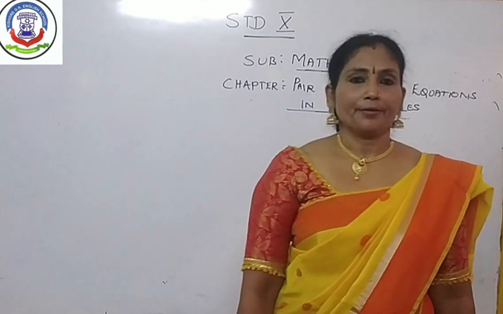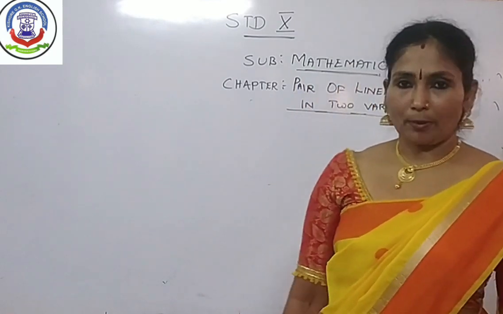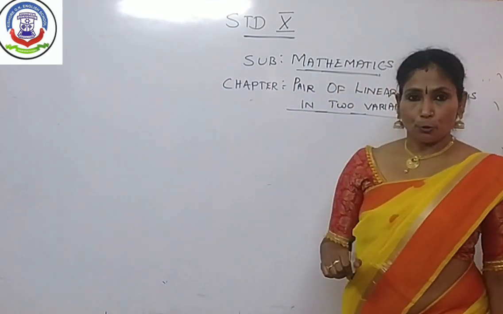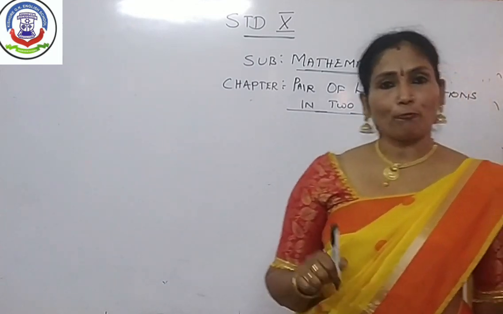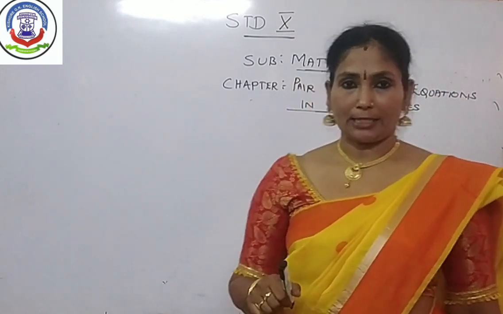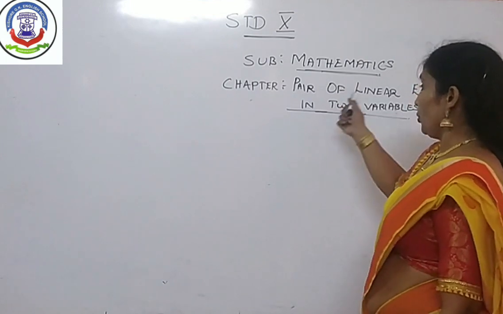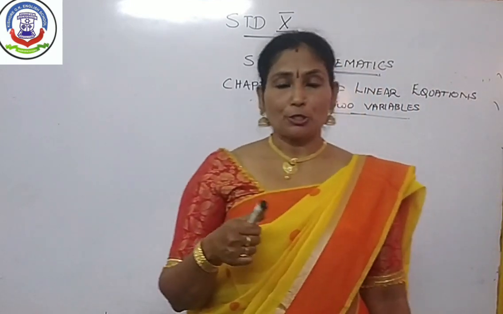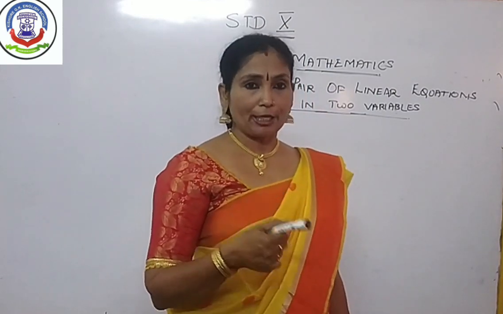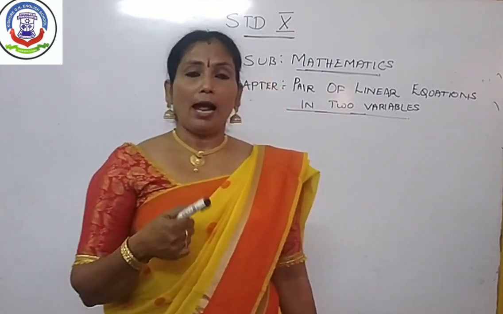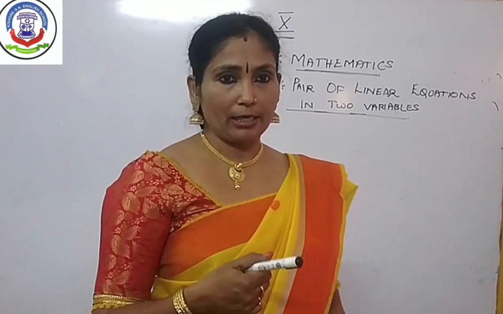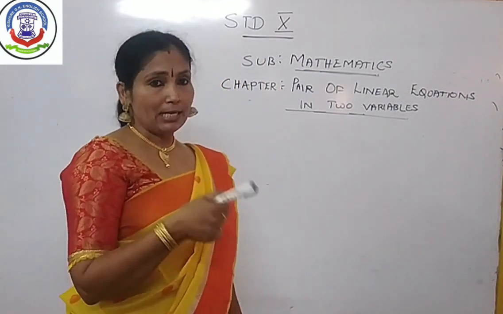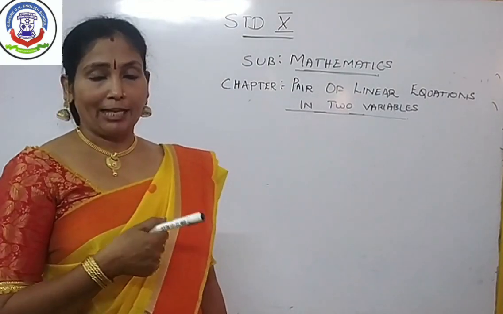Dear students, in the previous lecture we explained linear equations in two variables as well as pairs of linear equations in two variables. You also learned how a pair of linear equations in two variables is represented in a Cartesian coordinate plane and how it looks geometrically. All this you have already learned from the previous lecture.